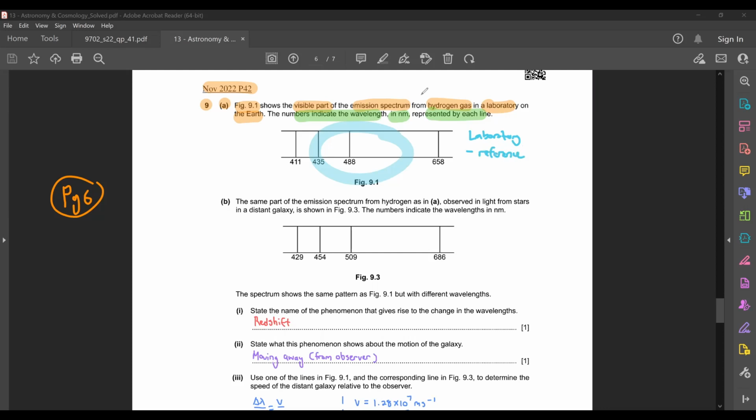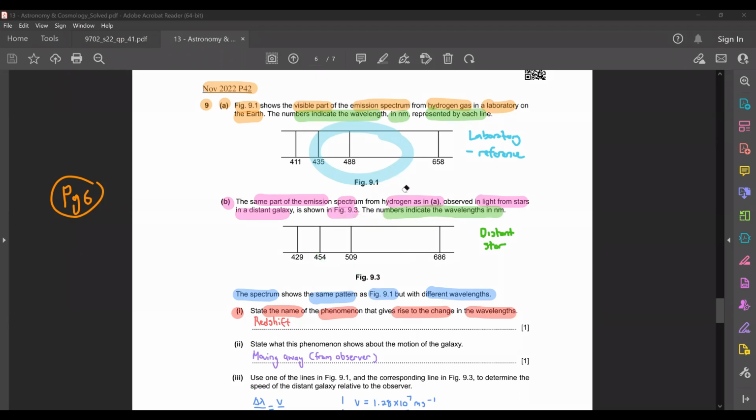And then moving on to part B, the same part of the emission spectrum from hydrogen as in A is observed in light from stars in a distant galaxy as shown in figure 9.3 below. Again, the numbers indicate the wavelengths in nanometers. So this is the emission spectrum from a distant star. The spectrum shows the same pattern as figure 9.1 but with different wavelengths. In part 1, state the name of the phenomenon that gives rise to the change in the wavelengths.